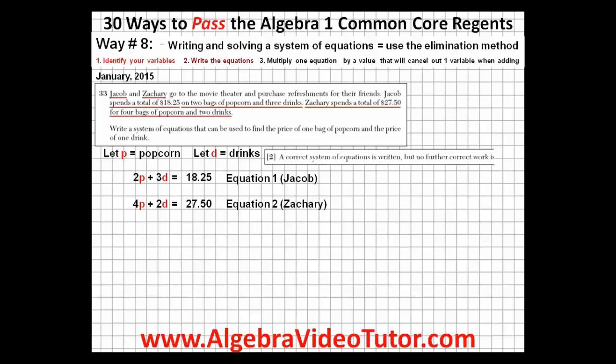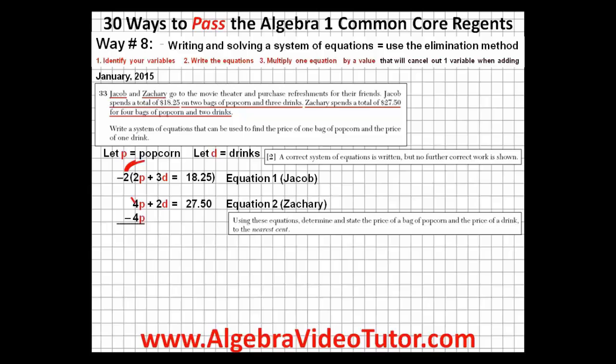For additional credit, we can determine the price of a bag of popcorn and the price of a drink by multiplying one equation by a value that will cancel out one variable when adding the equations together.